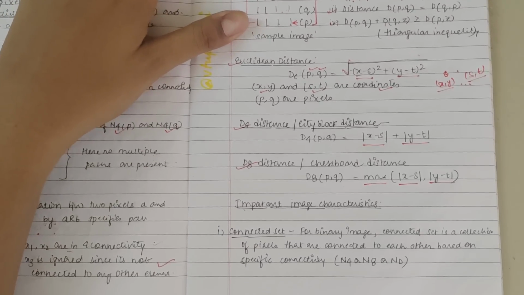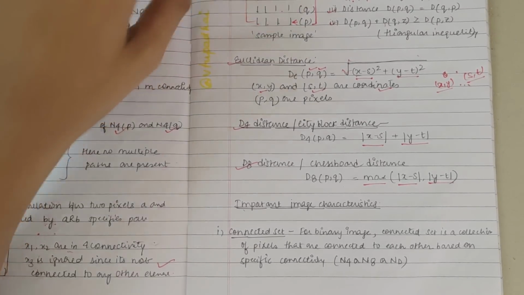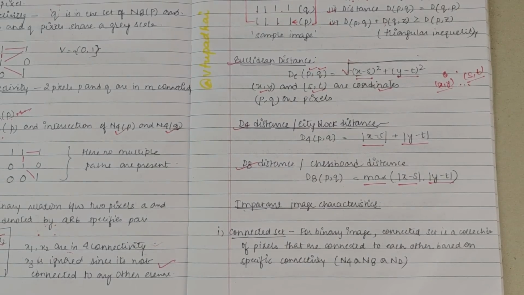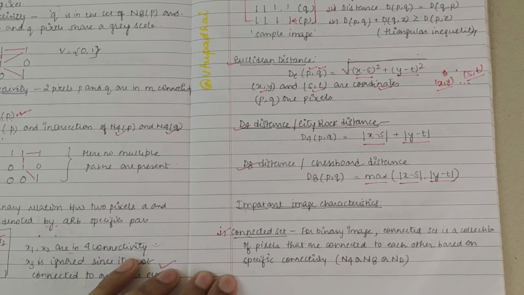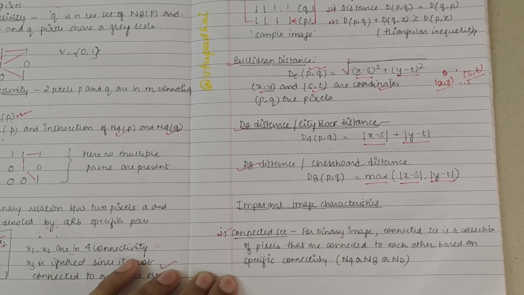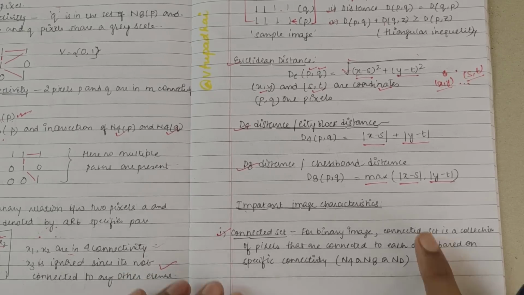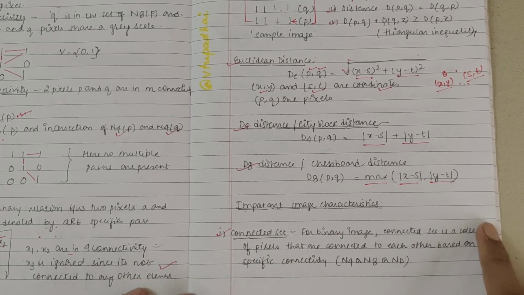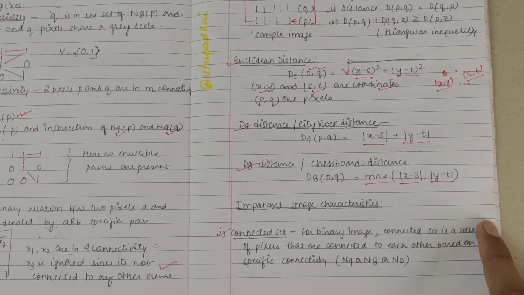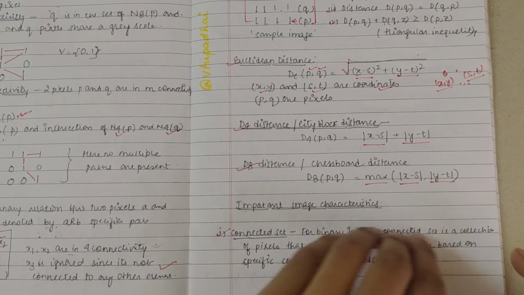Next we have the important image characteristics. Now you got an image. What should be the proper characteristics of an image? First is a connected set. What it says is, for a binary image, a connected set is the collection of all the pixels that are connected to each other based on certain connectivity. Connectivity can be anything. It can be four neighbor or diagonal or the mixed one.